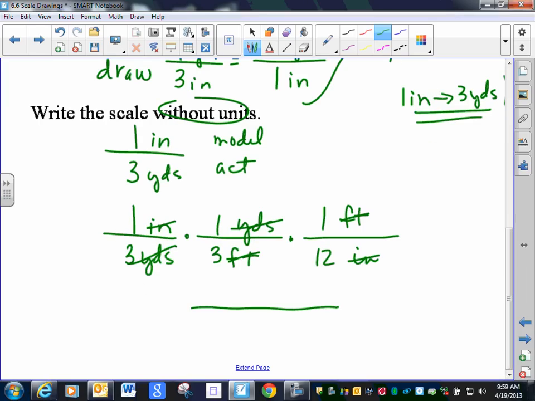Multiply straight across. 1 times 1 times 1 is 1. 3 times 3 is 9. 9 times 12 is 108. So this is the scale without units.